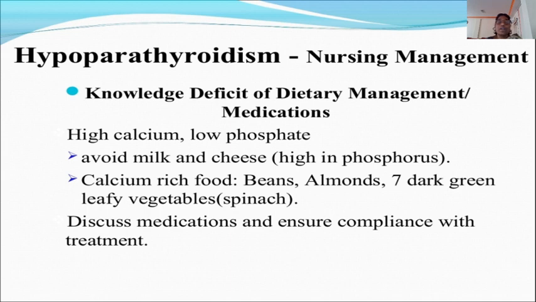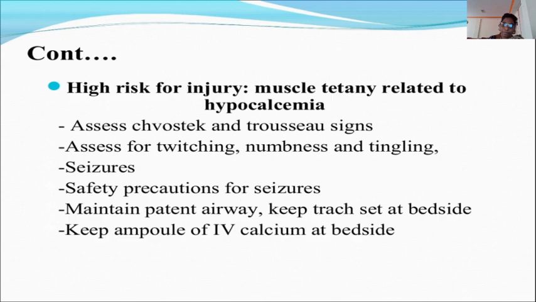This is about knowledge deficit of dietary management or medications: high calcium, low phosphate, avoid milk and cheese, calcium rich foods like beans, almonds, 7 dark green leafy vegetables, for example spinach. You write what the 7 dark green leafy vegetables having this calcium are. Then discuss with the patient and their caregivers about medications.